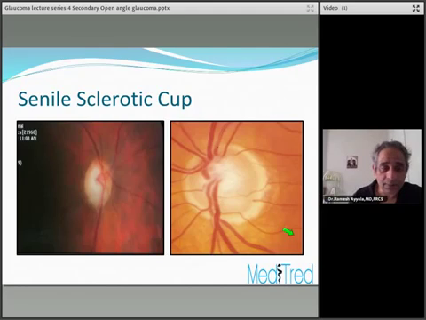Here is actually a patient of mine, and we'll discuss this particular case later in the lecture, and you can see again some degree of pallor, some degree of senile sclerotic cupping, enlarged view of another patient demonstrating the same thing.